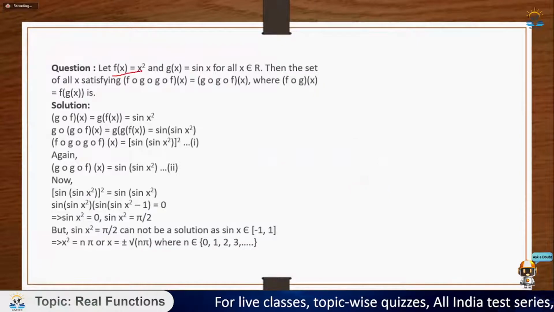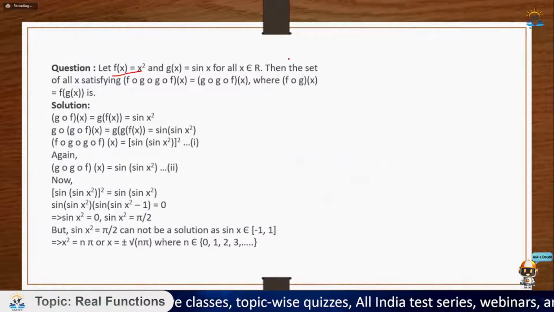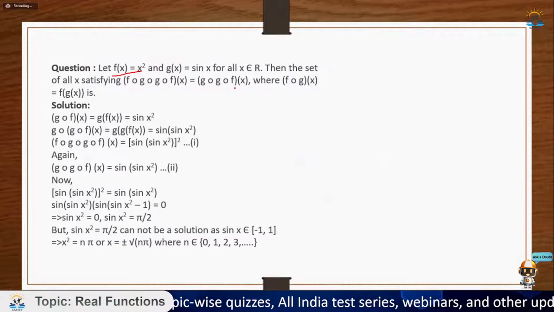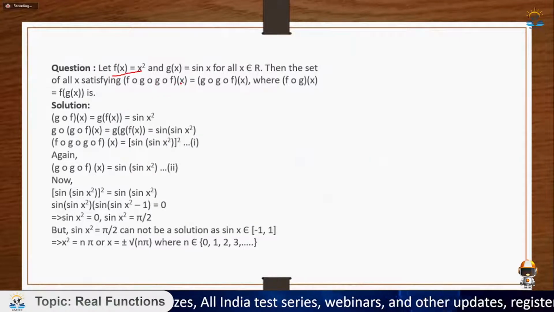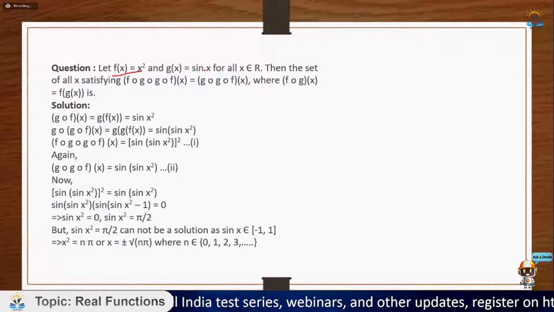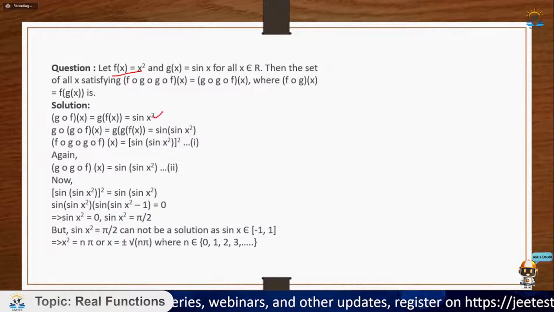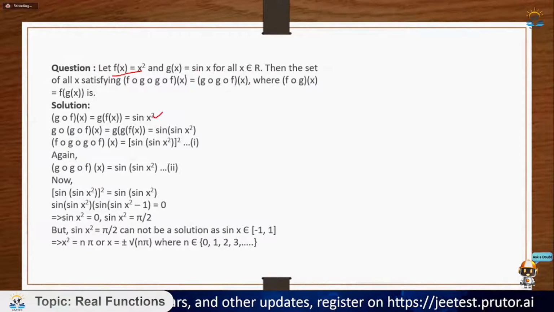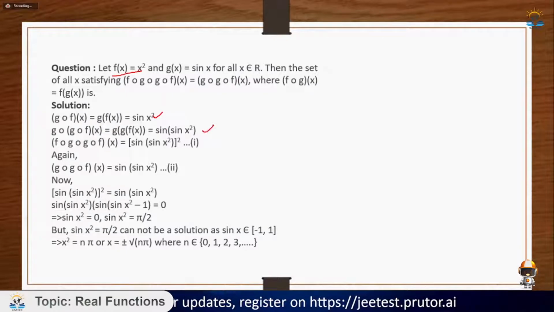Question: let's say f(x) is equal to x square and g(x) equal to sin x. Then find the set of all x which will satisfy this thing. Okay, so let us do this. Firstly, you want g of f(x). So g(x) is sin x, so sin of x square. So it will be sin of x square. It is written here. And then you will again do g of f, so sin of x square.